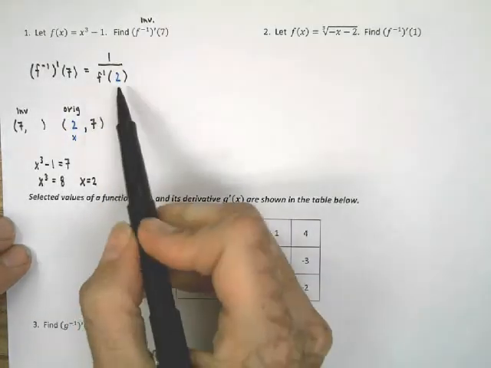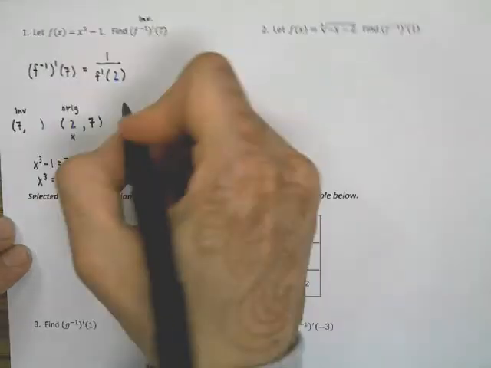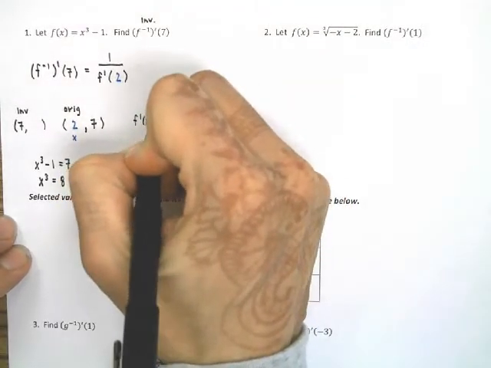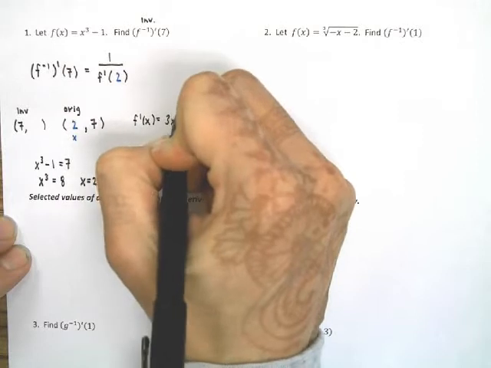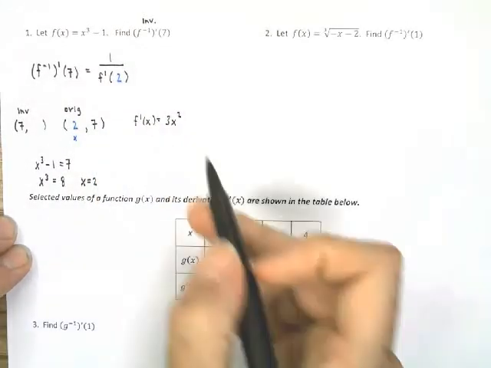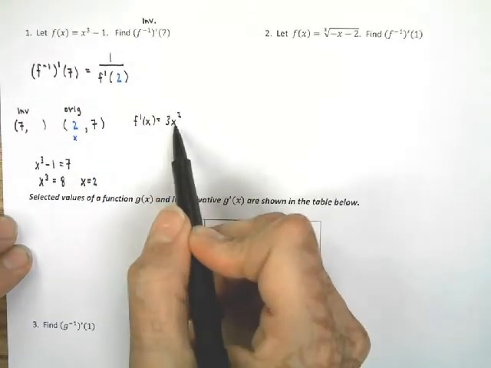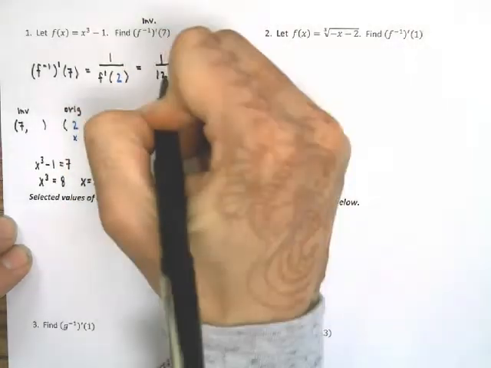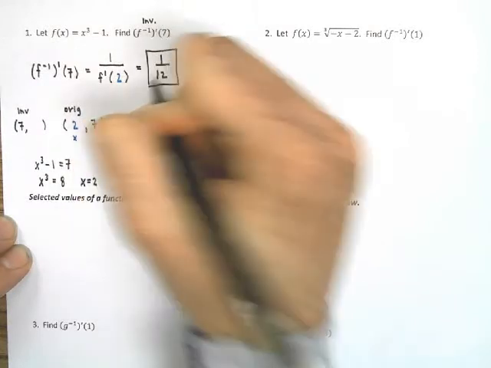Now, f prime of 2 is something that's easy to calculate. If f of x was x cubed minus 1, f prime of x equals 3x squared. So now if I plug in 2, I get 2 squared is 4, times 3 is 12. So my derivative of the inverse is 1 over 12.